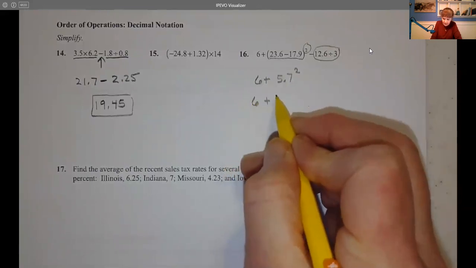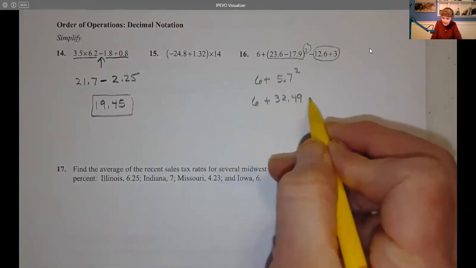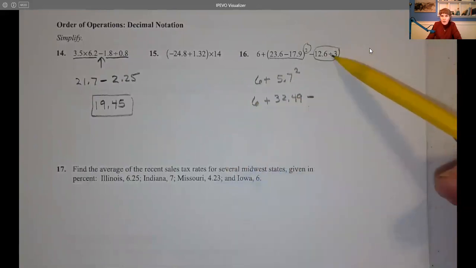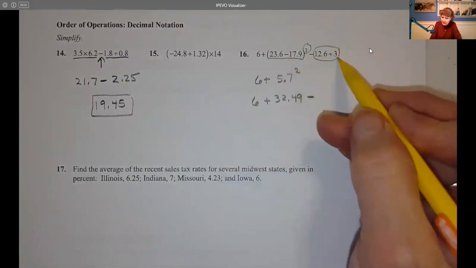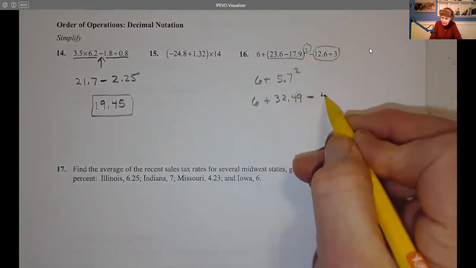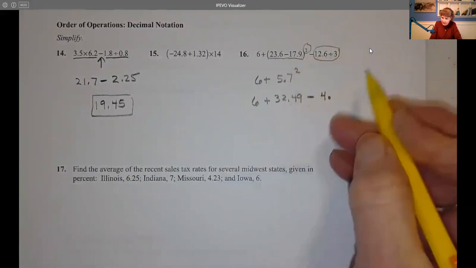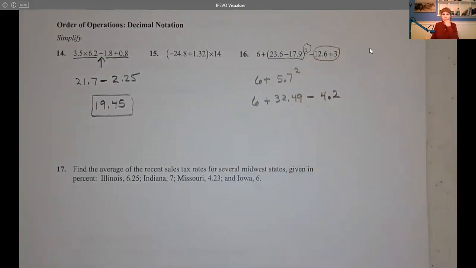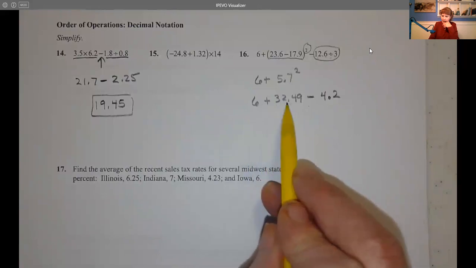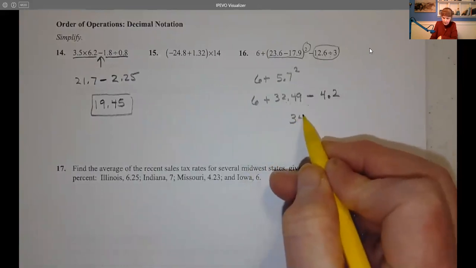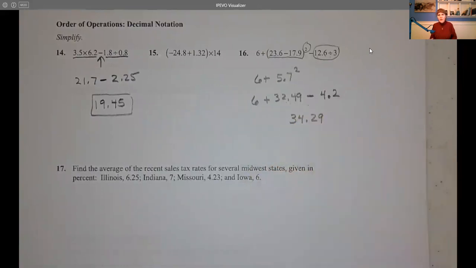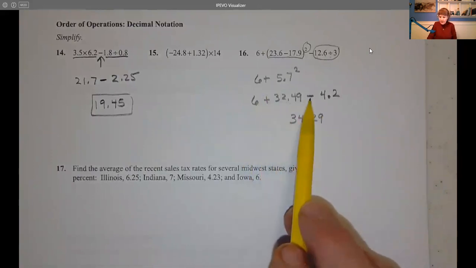So 6 plus 32.49 minus, so I just did parentheses and squared it, well, 12.6 divided by 3, 12 divided by 3 is 4. 6 divided by 3 is 2, 4.2. And now I would come back and add and then subtract. So you have plus 6 minus 4.2, 34.29. Following your PEMDAS, 6 plus this minus this.